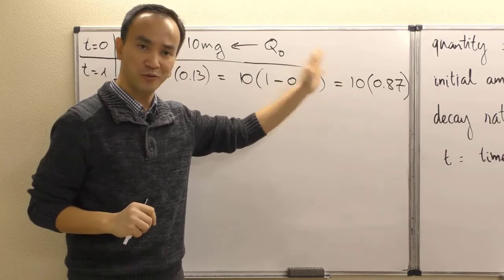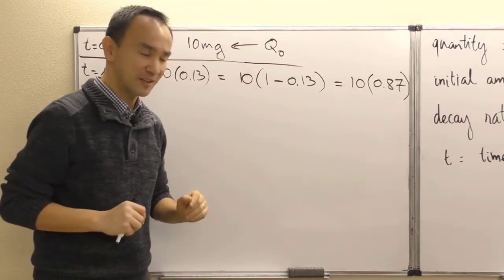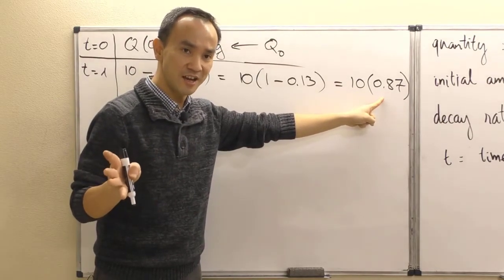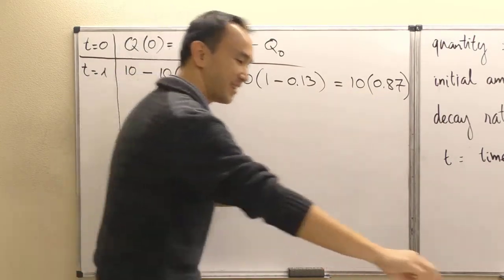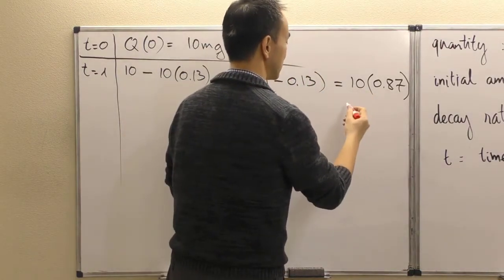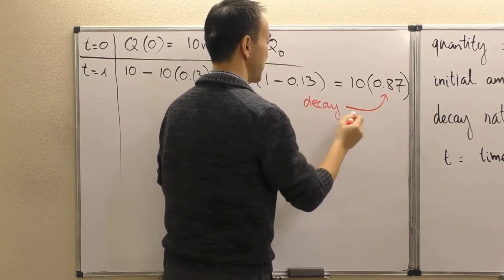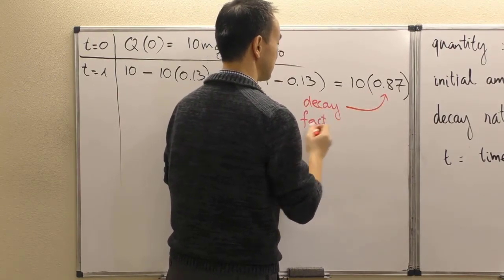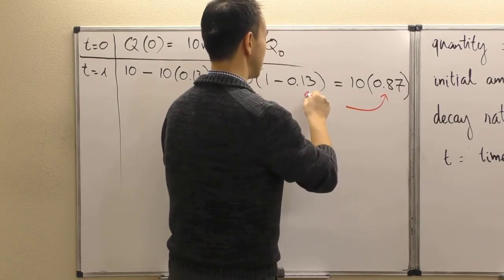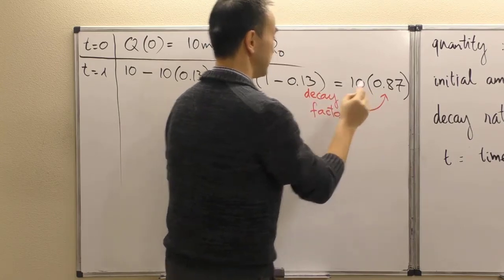But here we had the material breaking down like that. So now instead we call that a decay. It's a decay factor. All right. So yes, right here, this 0.87, we can call that the decay factor. All right, the decay factor.